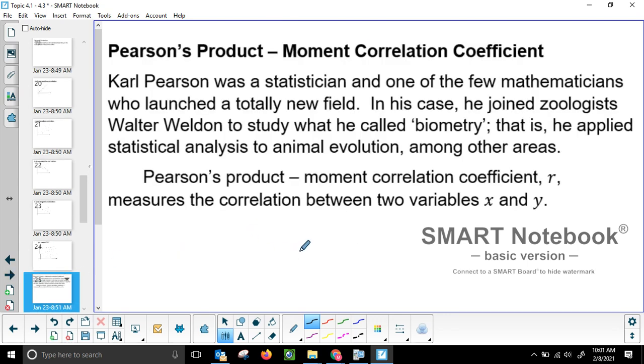All right, Pearson's product moment correlation coefficient. Karl Pearson was a statistician and one of the few mathematicians who launched a totally new field. In his case, he joined zoologist Walter Weldon to study what he called biometry. That is, he applied statistical analysis to animal evolution, among other areas. Pearson's product moment correlation coefficient, which we will call R, measures the correlation between two variables x and y.